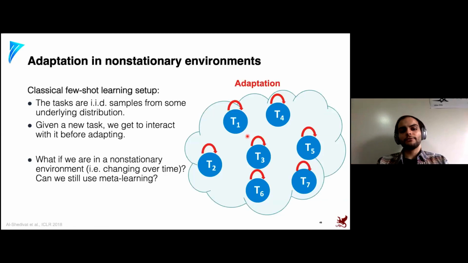But what if we are in a non-stationary environment? Let's say we have a single environment, and the task somehow drifts over time, and we don't know exactly how it drifts. Maybe it drifts consistently. It makes sense to assume that task 2 and task 1 could be related, task 3 and task 2 would be related, task 4 and task 3 are somehow related, but maybe not. We don't know exactly how they're related. Can we still use meta-learning to approach the problem of non-stationarity somehow?